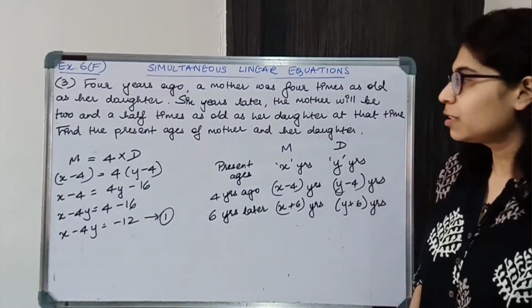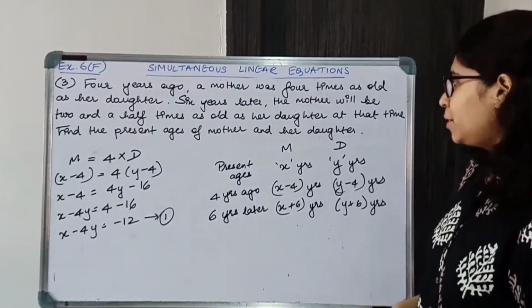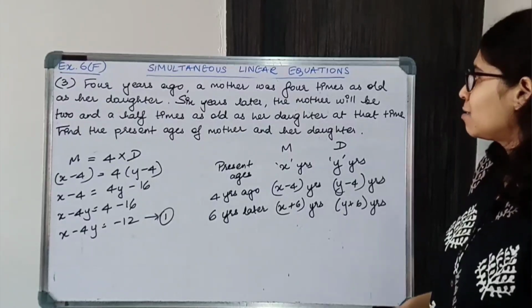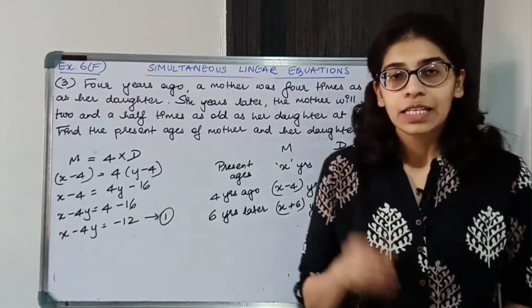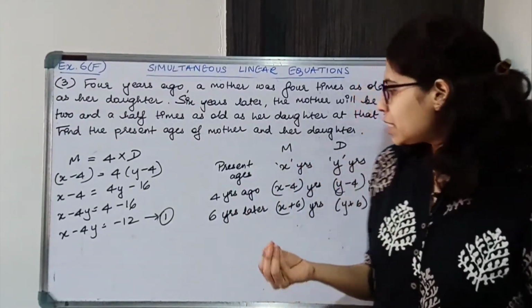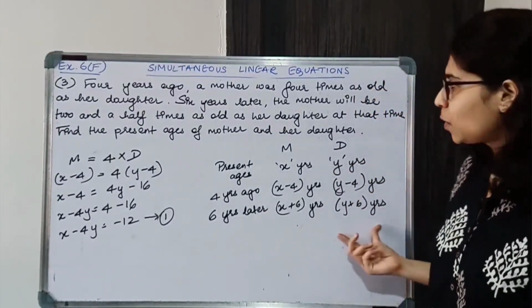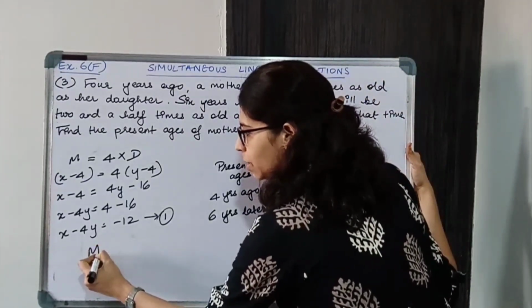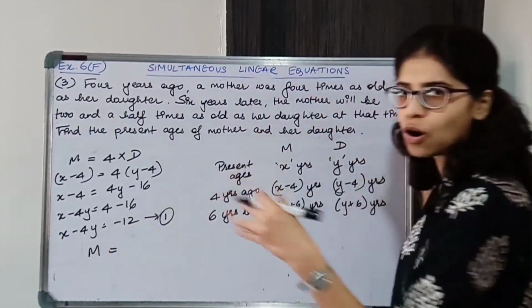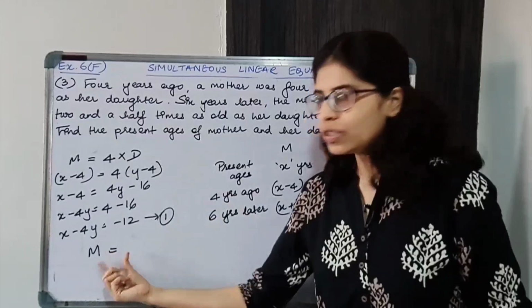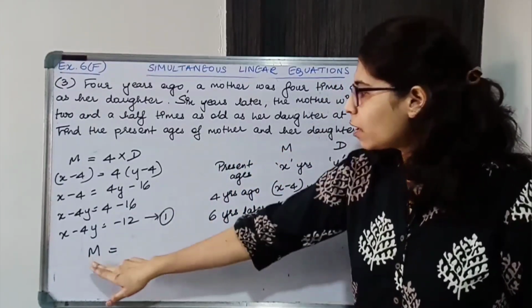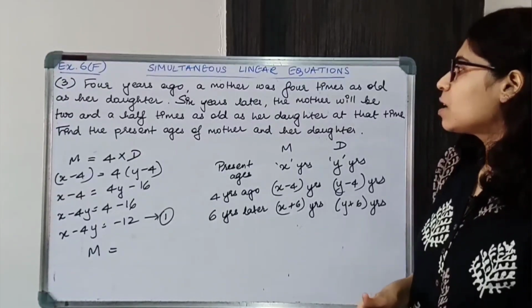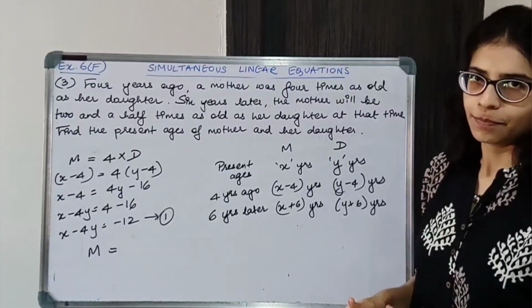So the other condition is 6 years later, the mother will be 2.5 times as old as her daughter at that time. 6 years later. So we will consider the age 6 years later. Okay. The mother's age will be means is equal to. Okay. Was, is, will be. There we use is equal to. So mother's age is equal to 2.5 times as old as her daughter at that time.